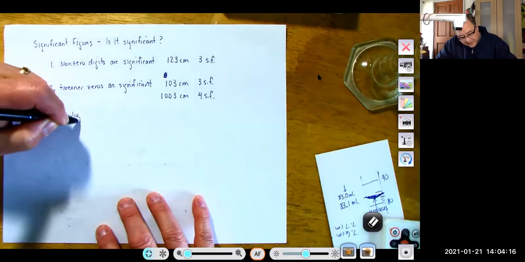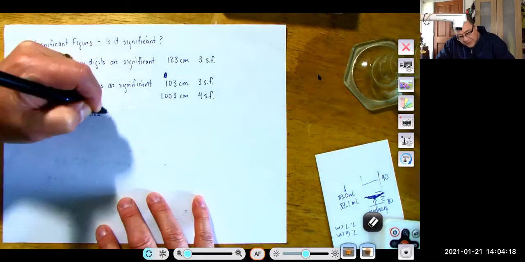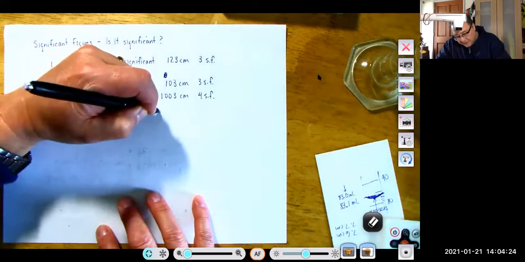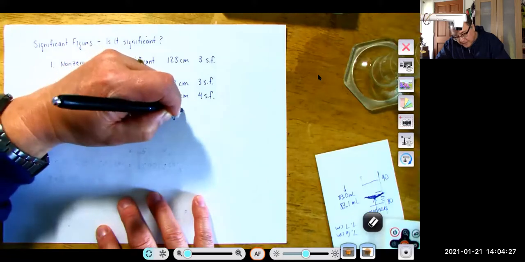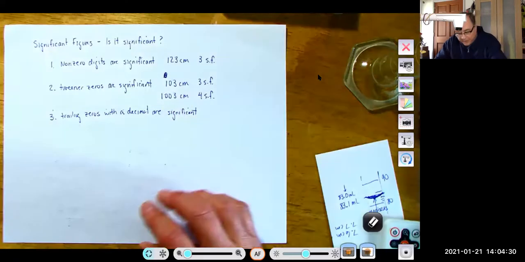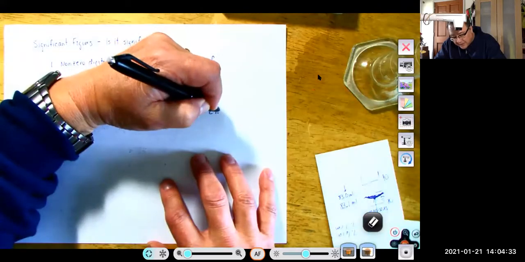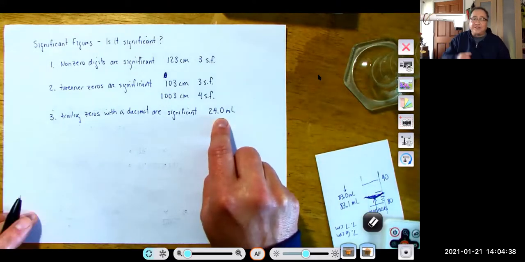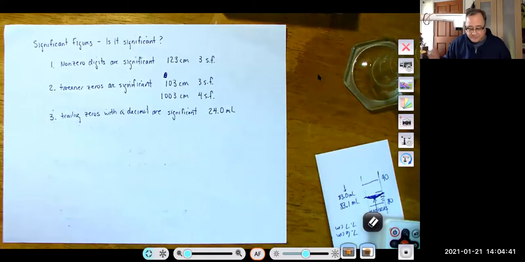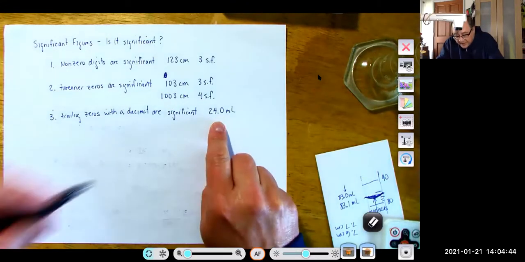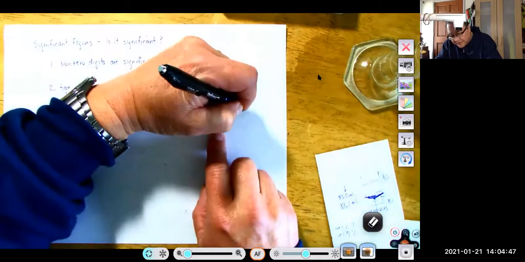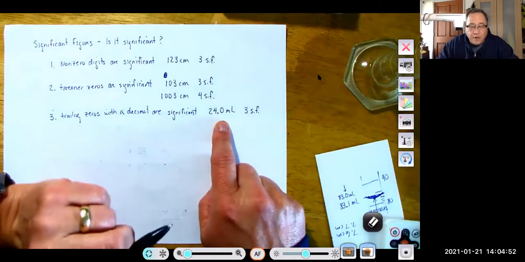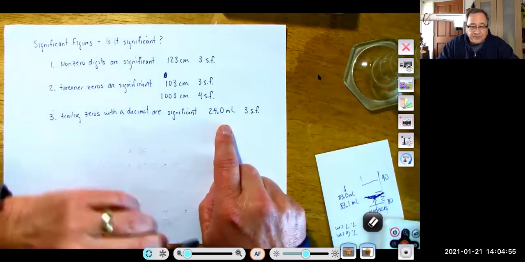Excellent. Three, trailing zeros with a decimal are significant. I want you to think back to that one problem where we read 24.0 milliliters. That's a trailing zero. When I say trailing zero, I mean a zero to the right of the number. There's a decimal. This is three significant figures because we saw that it was 0 milliliters, not 0.1, not 0.2. It looked like it was at 0. That's significant.